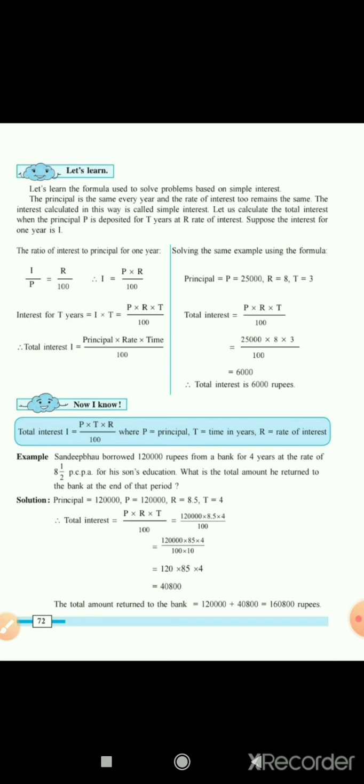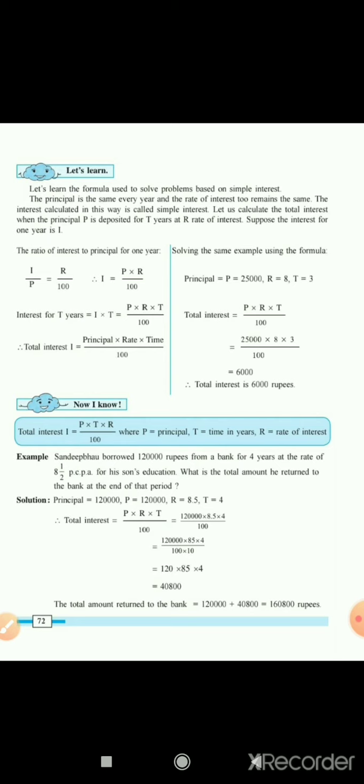So, P stands for principal, R stands for rate, and T stands for time. This is the formula which you should learn. You should know it. Now, solving the same example using the formula. Principal P is equal to 25,000, R, that is the rate, is 8 and time is equal to 3 years.